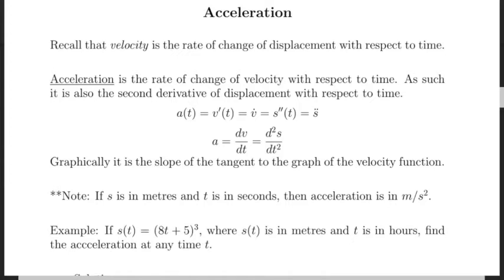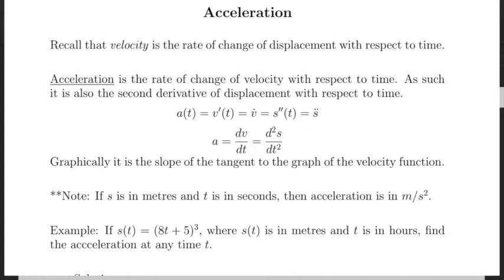Because it's the rate of change of velocity with respect to time, that makes it the second derivative of displacement with respect to time. So a little bit of notation here. Acceleration is going to be the derivative of velocity, and sometimes we use that dot there. Remember, the dot means a derivative with respect to time. Or it's going to be the second derivative of displacement. So two dots right here.